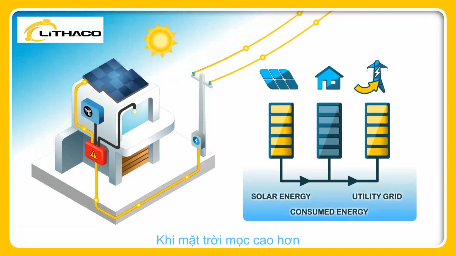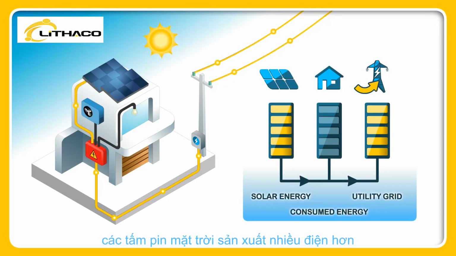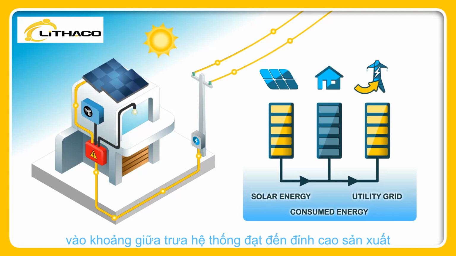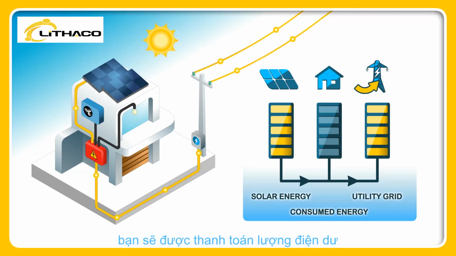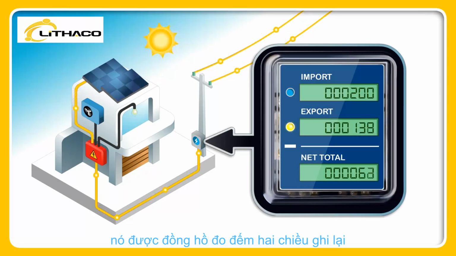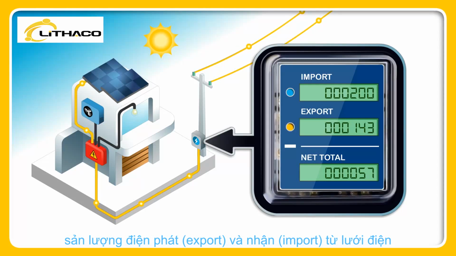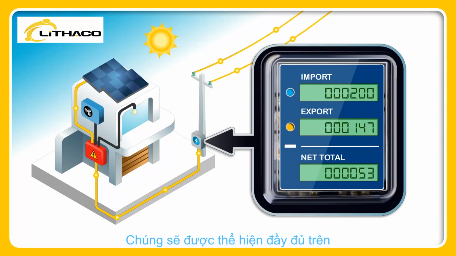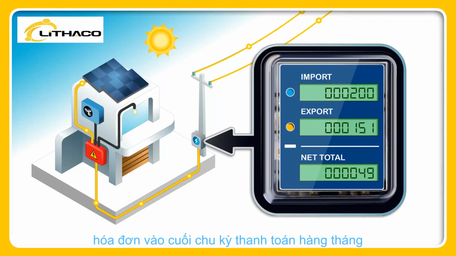As the sun rises higher, the solar panels produce more energy. Around midday, the system reaches its peak production. You will be compensated for the electricity you export to the grid. The newly installed bidirectional net meter records the exported and imported electricity. The consumer is presented a bill at the end of a billing cycle.